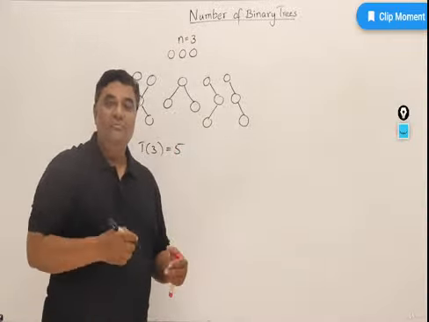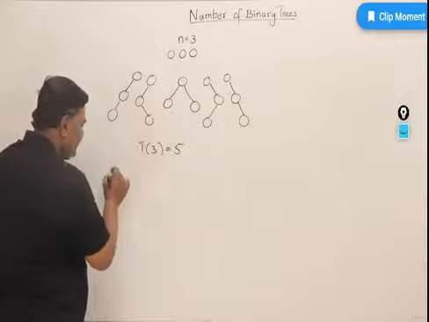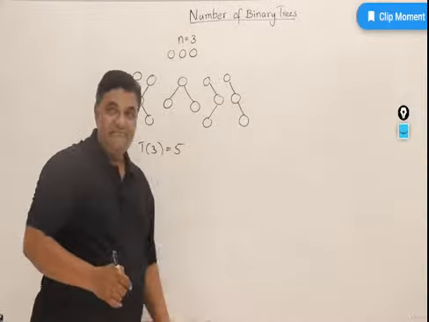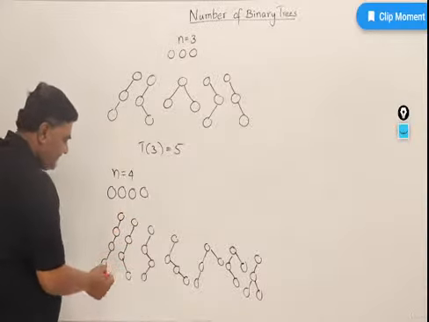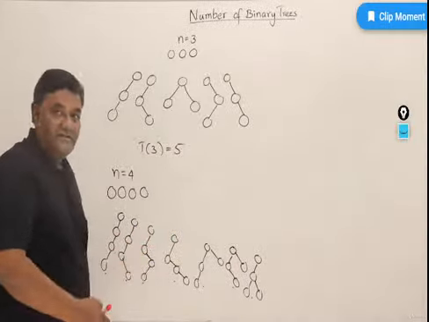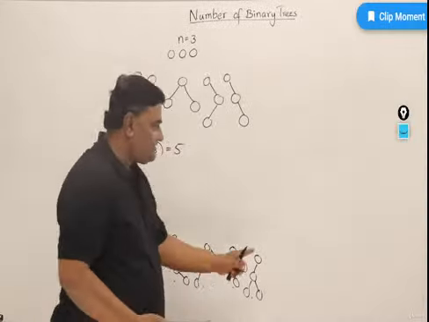Next, if there are 4 nodes, then how many differently shaped binary trees can be generated? So I'll take 4 nodes. These are 4 unlabeled nodes. I will draw differently shaped binary trees here. So here I have generated a few. Look at them. First one, second, third, fourth, fifth, sixth, 7. I have drawn 7. Then I can take the mirror images and I can draw 7 more.